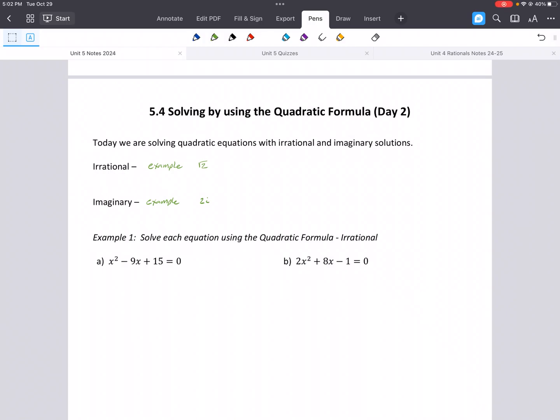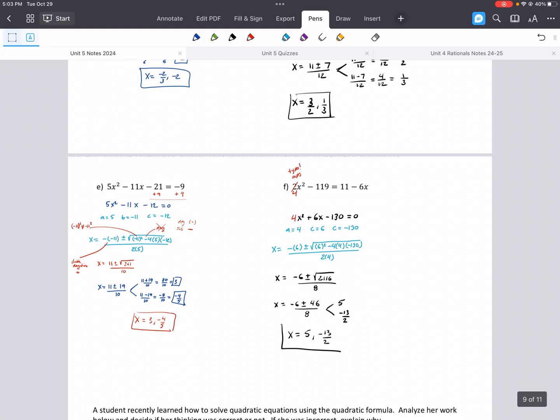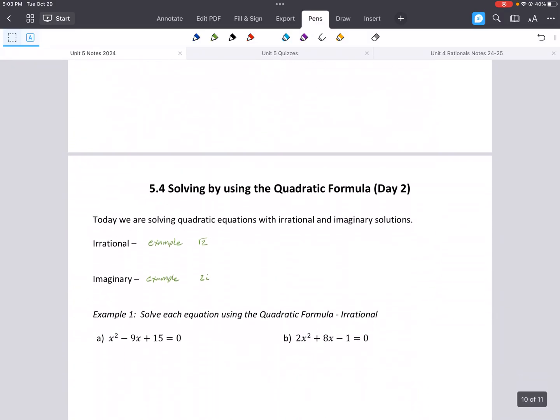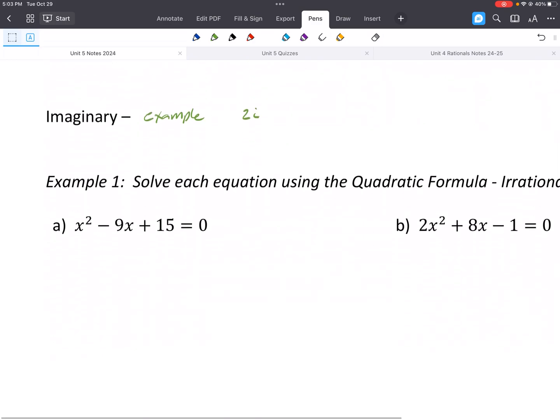Alright guys, this is 5.4. Today we're going to be talking about the quadratic formula again, but our answers here aren't going to be rational. Like all of our examples last time, we ended up having integers, whole numbers, fractions, okay? Today you might run into irrational answers, like the square root of 2, or imaginary answers, like 2i, okay? So I will get into those.